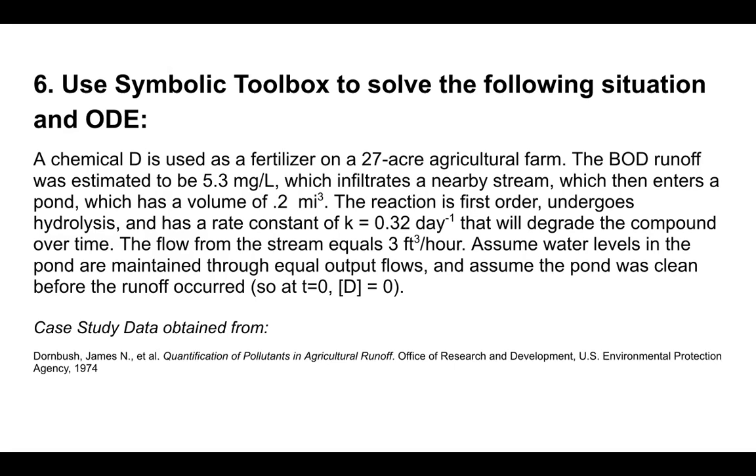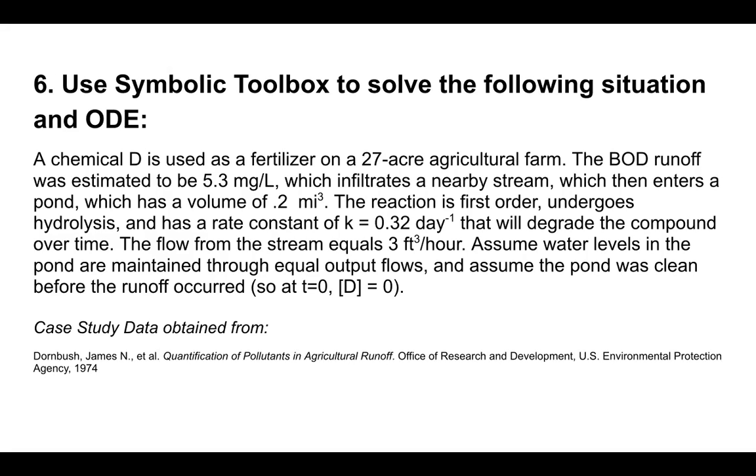So a chemical D is used as a fertilizer on a 27-acre agricultural farm. The BOD runoff was estimated to be 5.3 milligrams per liter, which infiltrates a nearby stream, then entering a pond, which has a volume of 0.2 cubic miles. The reaction is first order, undergoes hydrolysis, and has a rate constant of 0.32 1 over day. That will degrade the compound over time.